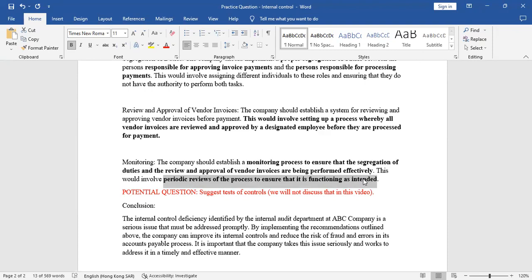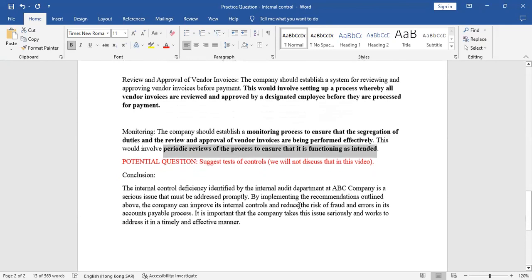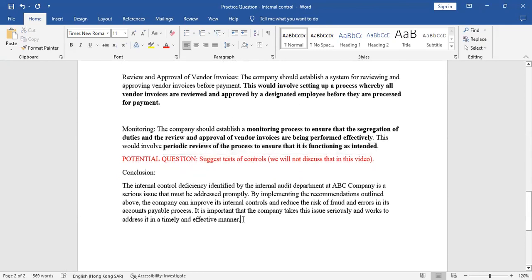Another potential question, which is not part of this video, as I already mentioned earlier, would be suggesting test of controls, right? You can be asked to suggest some test of controls for segregation of duties, review and approval of vendor invoices, and monitoring. So how to monitor, what would be the test of controls to make sure that someone was doing the monitoring or not? This would be part of the recommendation. And finally, the conclusion, which should be part of your every answer, because it summarizes what you have discussed in your actual answer.